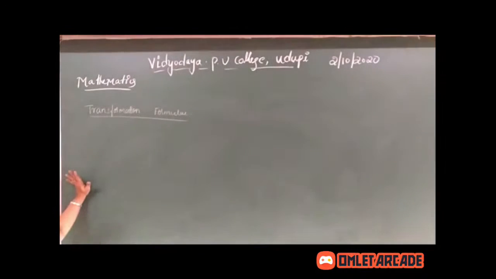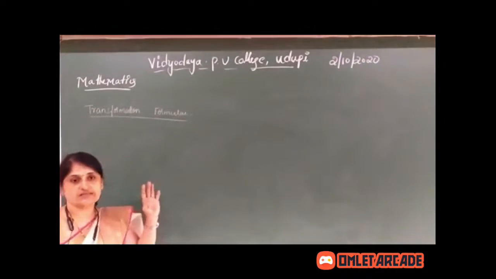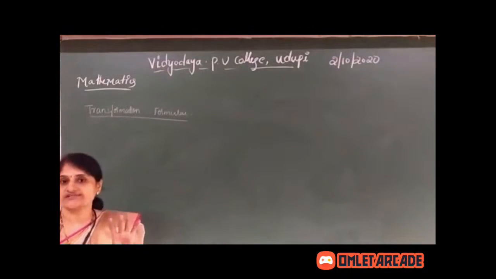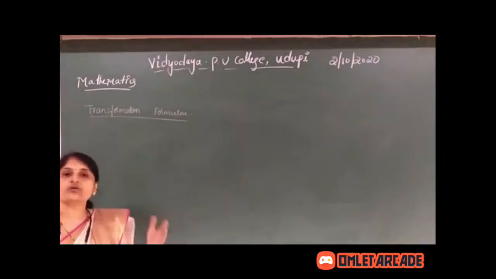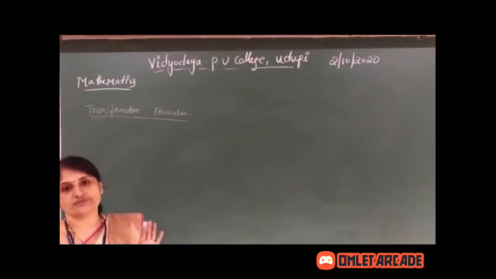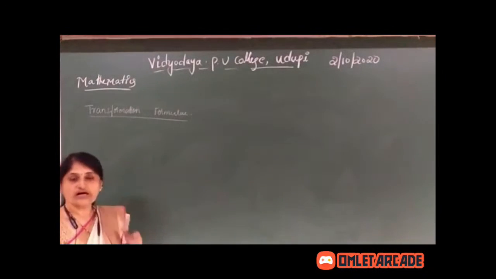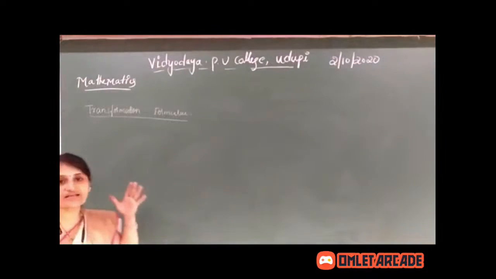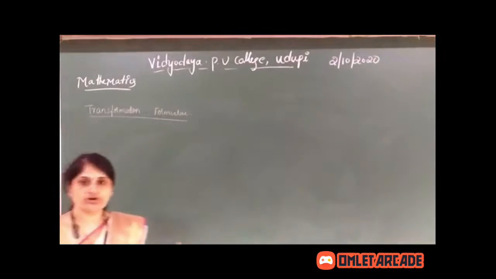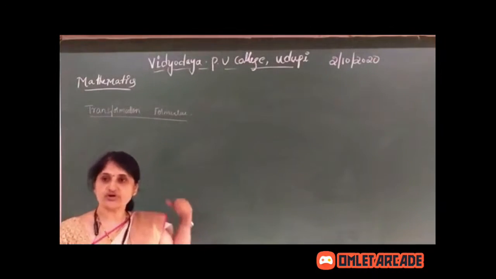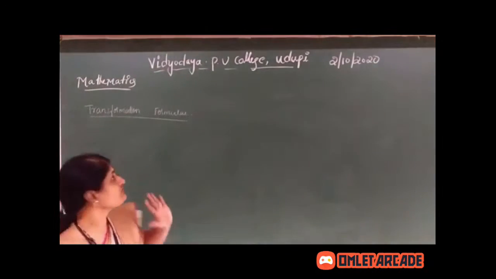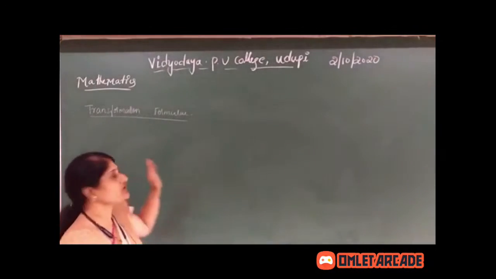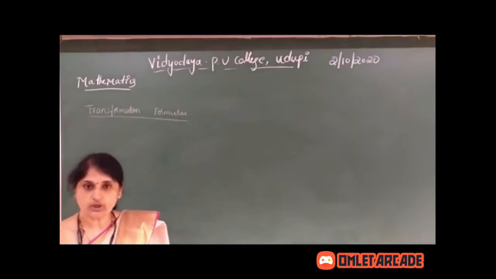Transformation means we can express the sum of the function as product of two functions, or when product is given it can be expressed as sum or difference of other two functions. So that time, that is expressing product in the form of sum or difference, or sum or difference in the form of product, we call it as transformation rule.